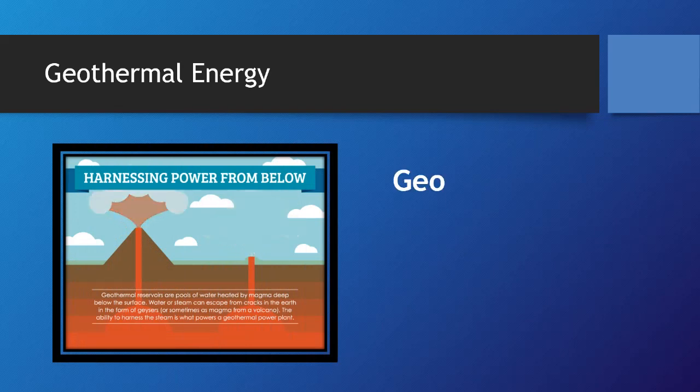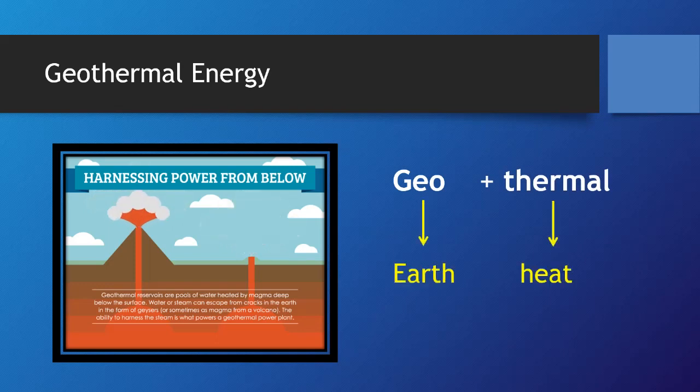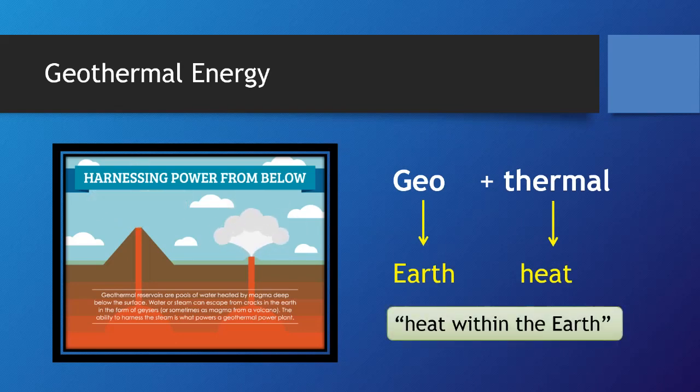So the word geothermal energy comes from the two words geo and thermal. Geo meaning earth and thermal meaning heat. In other words, we can say that geothermal energy is the heat within the earth. Now, if you are wondering, based on the illustration, we have what we call a geothermal reservoir. These are pools of water heated by magma deep below the surface.